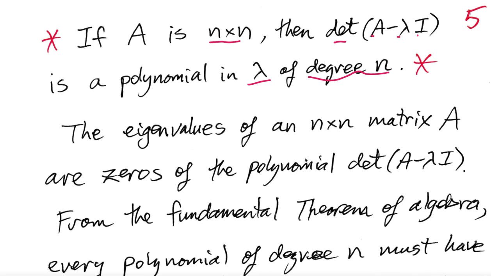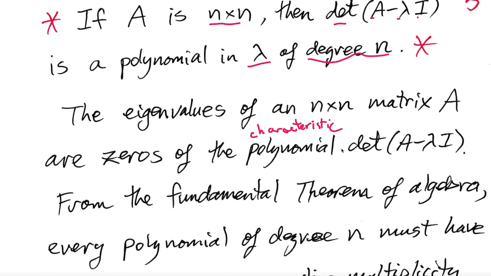So the eigenvalues of an n by n matrix are the zeros of this characteristic polynomial, some people would call it, by the way. This polynomial, characteristic polynomial, the determinant of A minus lambda I. Okay? Cool.